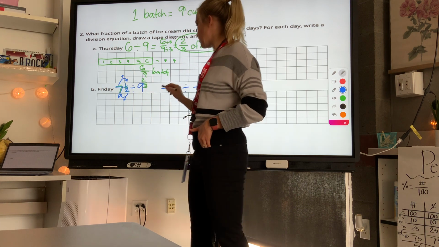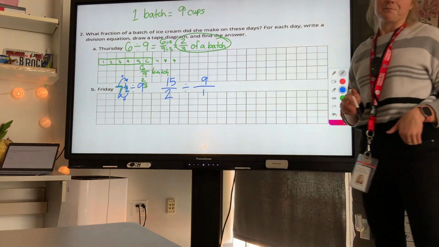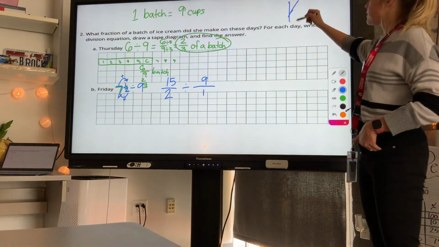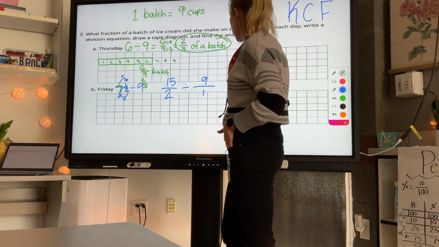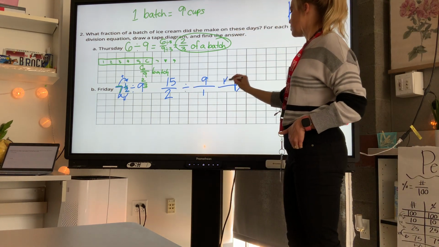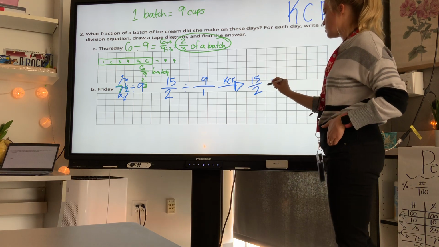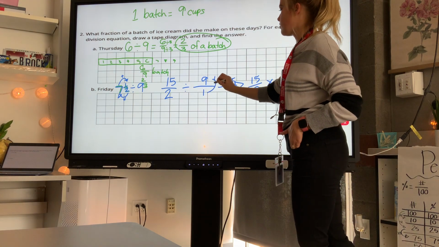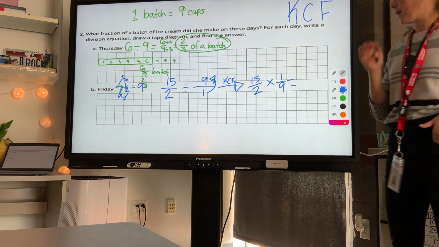14 plus 1 is 15. So we have 15 halves divided by 9 over 1. So we're going to do our keep, change, flip. Keep 15 halves, change division to multiplication, and then flip 9 over 1 to be 1 over 9. Now we can multiply it out.